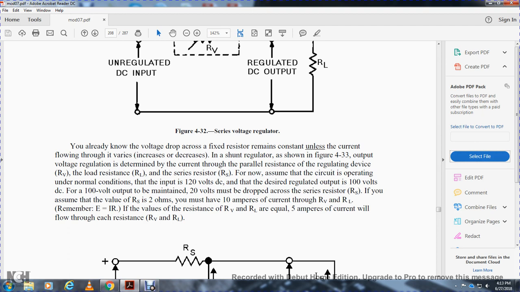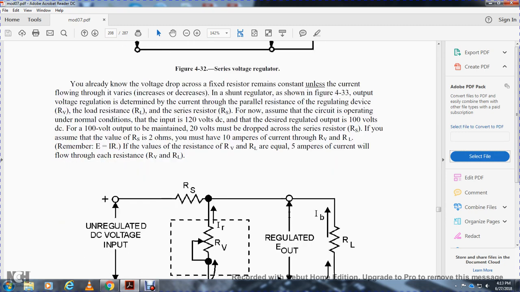regulating device and the load resistance. Remember that voltage equals amps times ohms. The voltage across the regulating device resistance and the load resistance gives a current equal to 5 amperes. Current will flow through each of the regulating device resistance and the load resistance, which sets the regulated voltage.